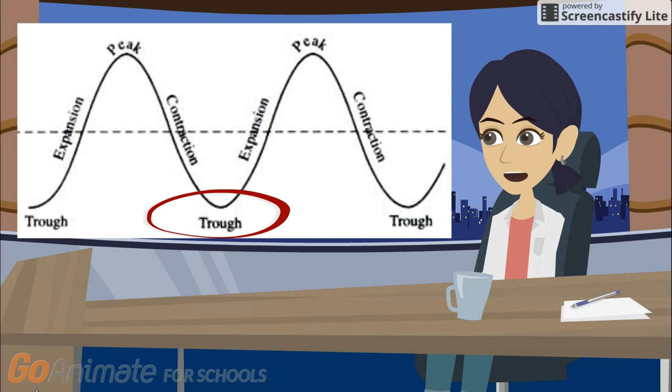Stage 4 is also known as a trough, as well as recession phase. It is during the trough phase that unemployment is at its highest and production is at its lowest. At this point, the government should decrease taxes and increase spending, and the Fed should drop interest rates. These actions would increase the money supply.